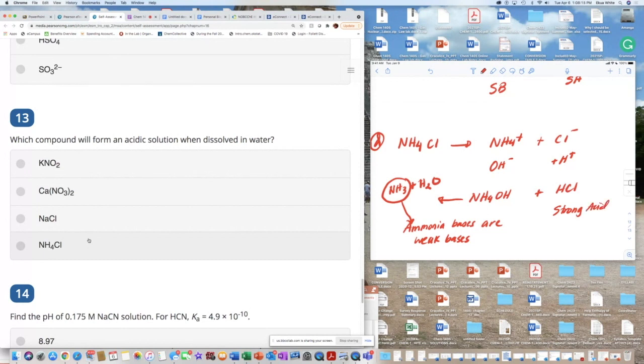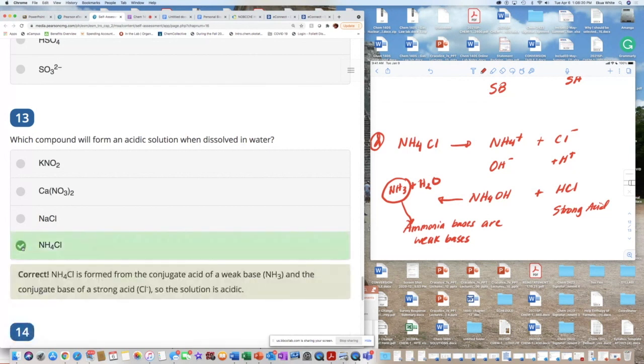I mean, by virtue of logic, since the first 3 were incorrect, the correct answer would have to be this one here, right? So ammonia bases are weak bases. Even if you add the OH here, this tends to break down. We learned this in 1411, that ammonium hydroxide is not very stable. It tends to break down to form NH3 and water. So what they're doing here is NH4+ is formed from the conjugate acid of a weak base NH3 and the conjugate base of a strong acid Cl-, so the solution is acidic.